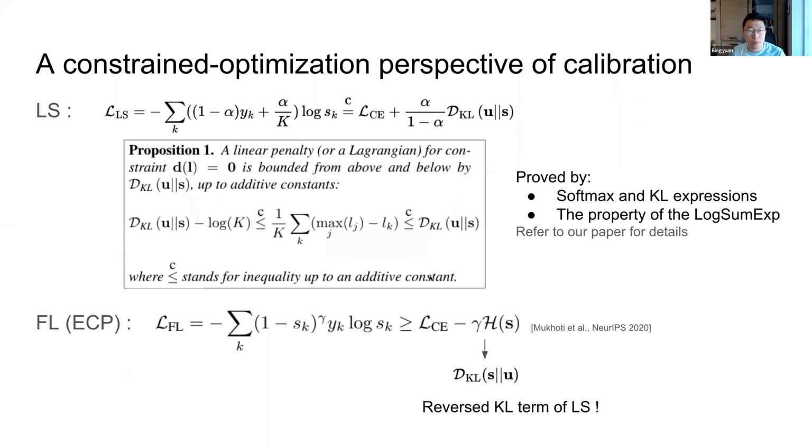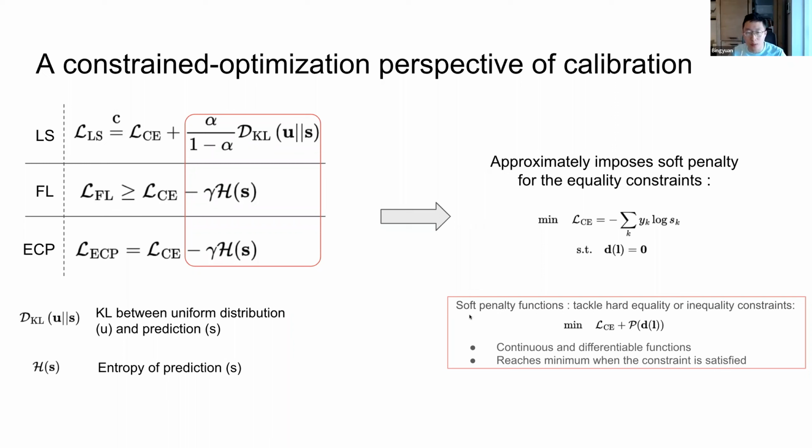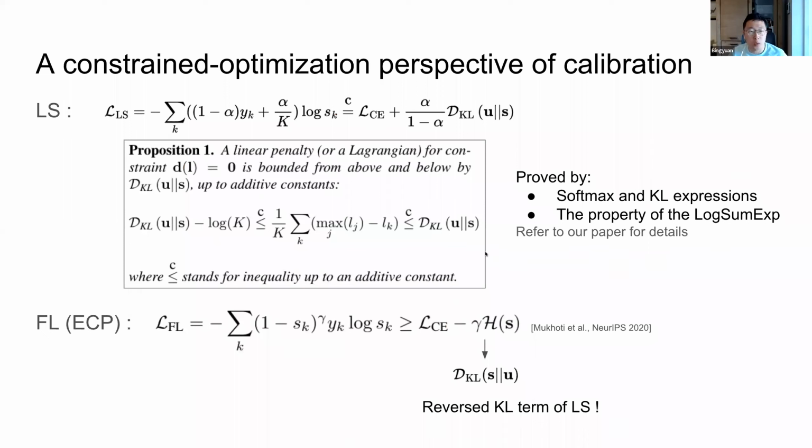So actually, these two losses are just different forms of soft penalty functions regarding the same constraint, that is, the logit distance is equal to 0. They only differ in their gradient dynamics, because the objectives are all the same. Here is a brief introduction of the proof. It's not very hard. We just prove it using the expression of the softmax and the KL divergence, and we also use a property of the log-sum-exp. You can refer to our paper for details. We don't need to detail this proof here.